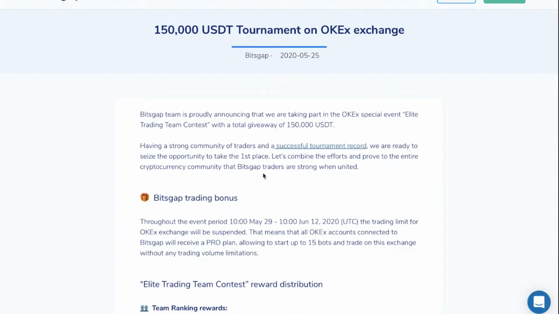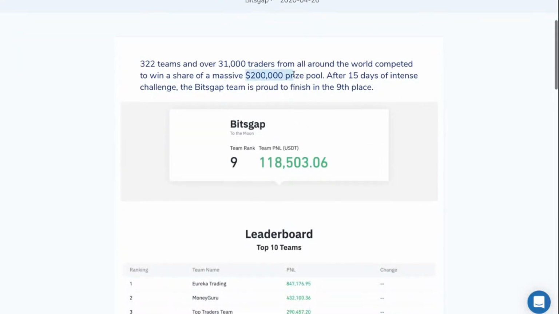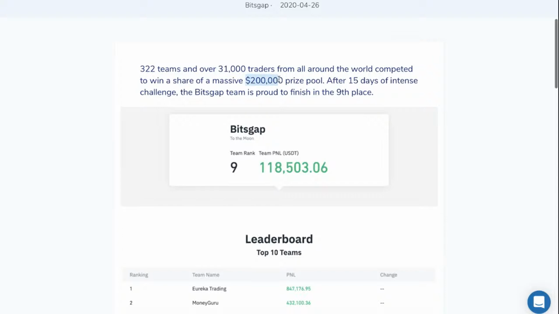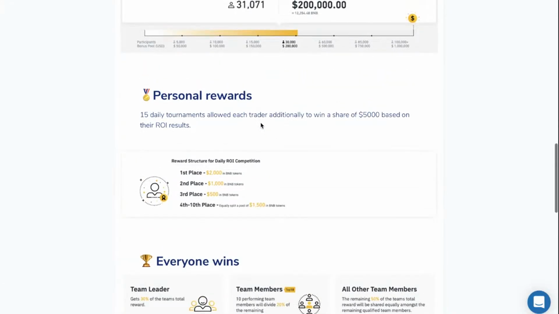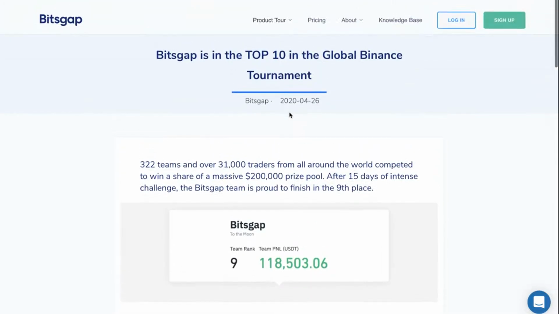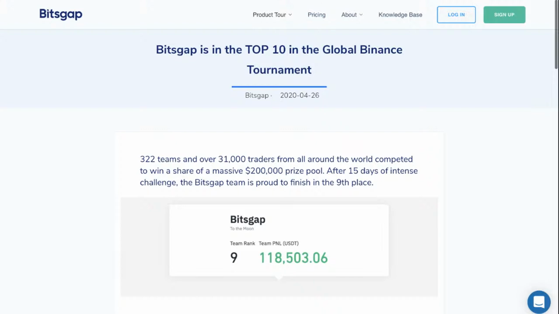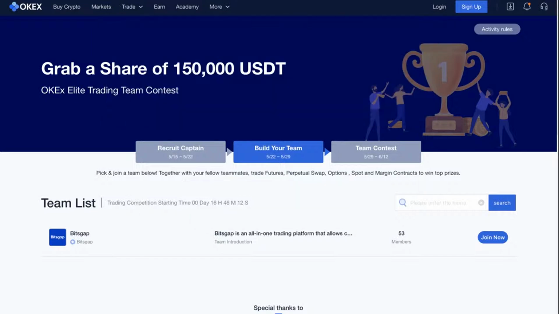And here is a successful example. We participated in the Binance competition. The prize pool was, I think, even higher than $200,000, and we managed to take 9th place. As we managed to take 9th place, we were able to split the rewards between the traders. But now, with the proven successful track record, we are aiming to take only first places. So yeah, together we can do this, I think.